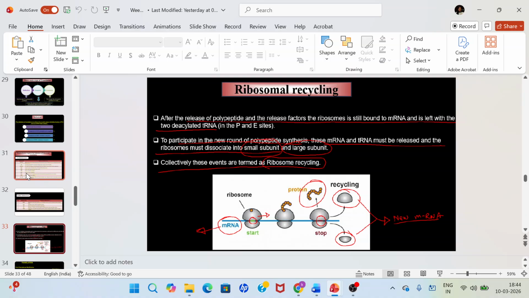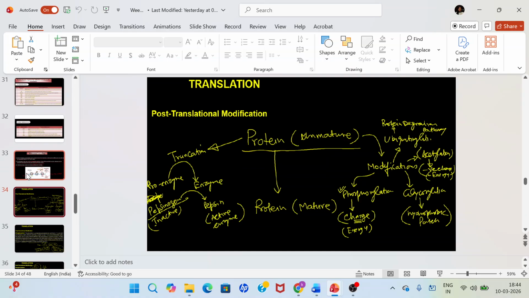So if we want to recycle the ribosome, then all of the things that got attached to the ribosome need to leave the ribosome, and also this assembly, the larger and the smaller subunit, needs to be separated so that it can be reused again. So this is the way to recycle the ribosomes.